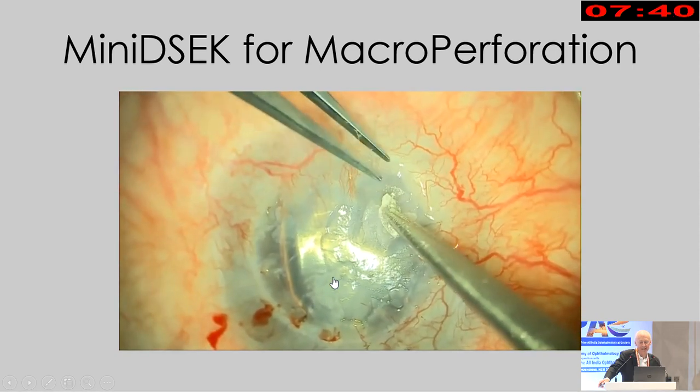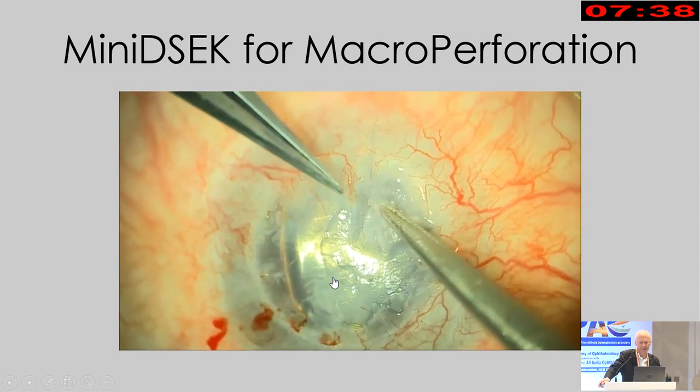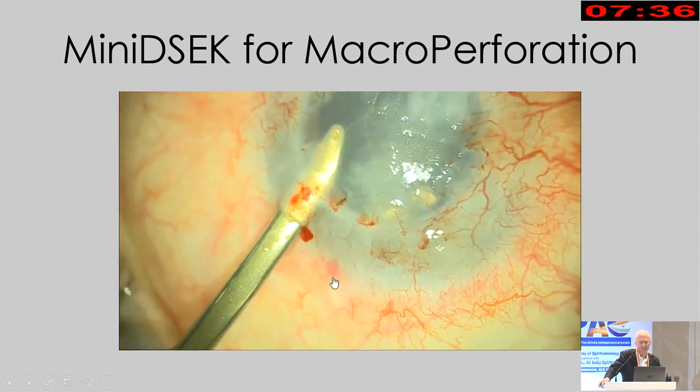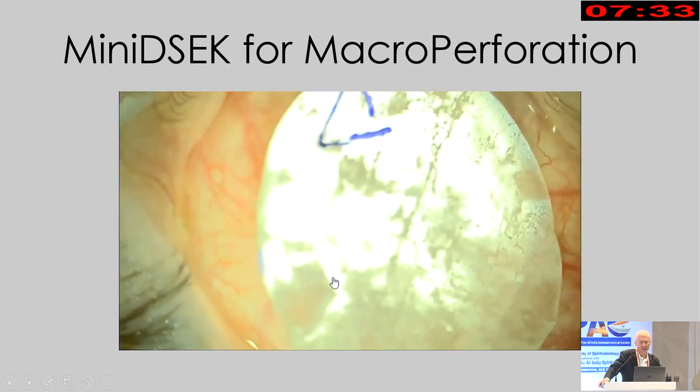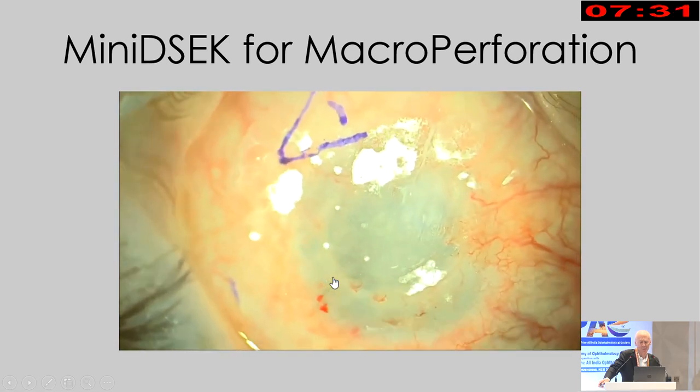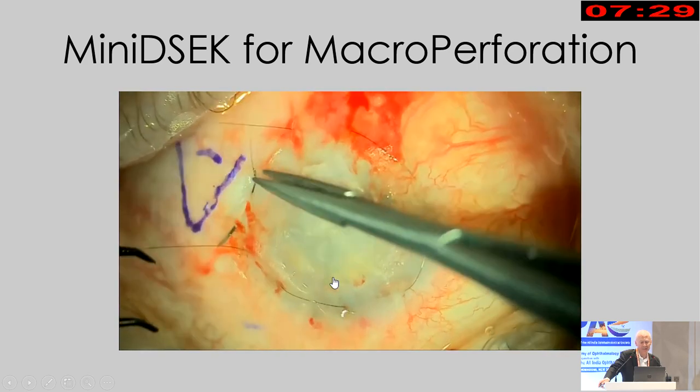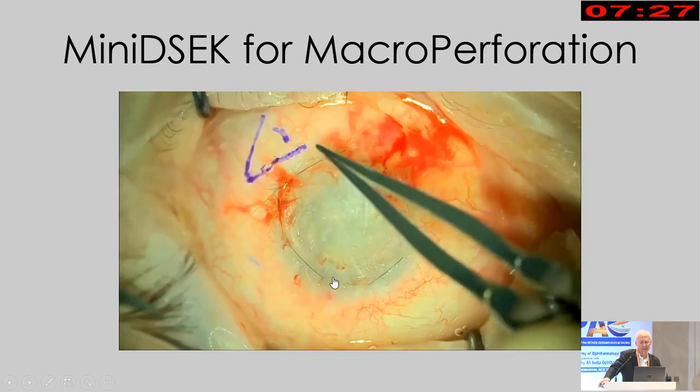And again, in an eye like this, I think this might have been a Stevens-Johnson case, not a good prospect for a penetrating graft at all. You're just seeking to preserve globe integrity. Then it's a really nice variation.